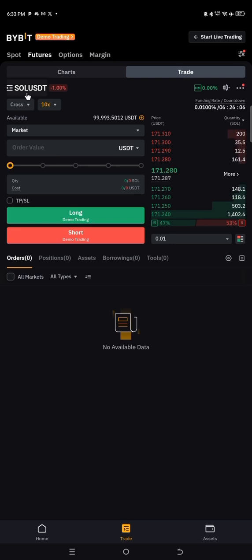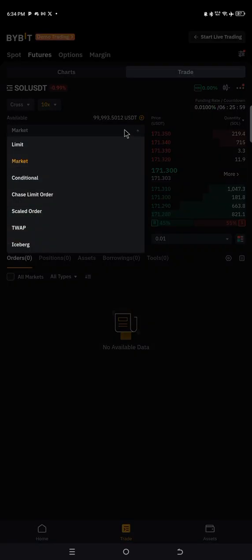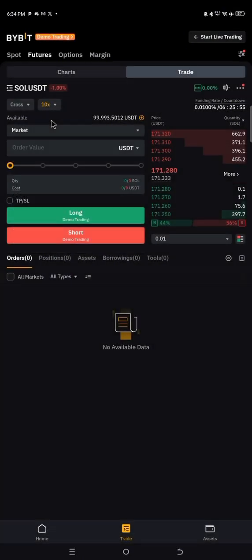Just a point. So here we have what we call order types, or orders of trades. We have limit order and market order. What the market order is saying is: look at the current price of this Solana, 171.